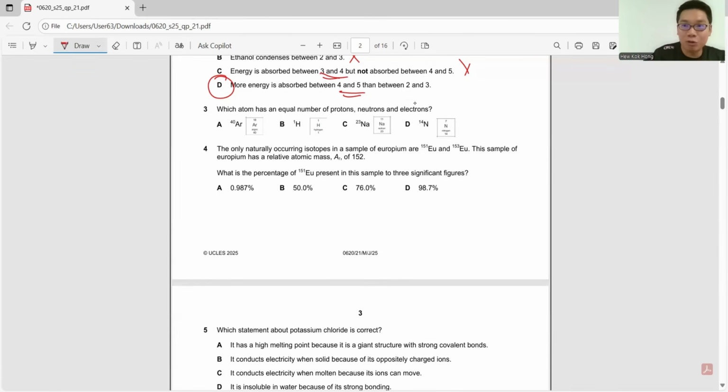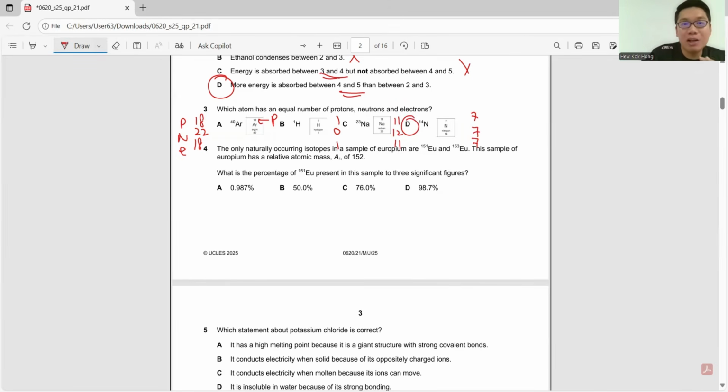Number 3, which atom has an equal number of protons, neutrons, and electrons? So we can refer back to the periodic table at the back. We found that argon has 18 protons, so protons, neutrons, electrons, 18, 18. So here is 22, so that sums up to 40. And then here is 1 proton, 1 electron, but no neutron. Sodium has 11 protons, meaning 11 electrons. The balance 12 would be neutrons. And then here we have 7 protons, 7 electrons, and 7 neutrons. So answer is D.